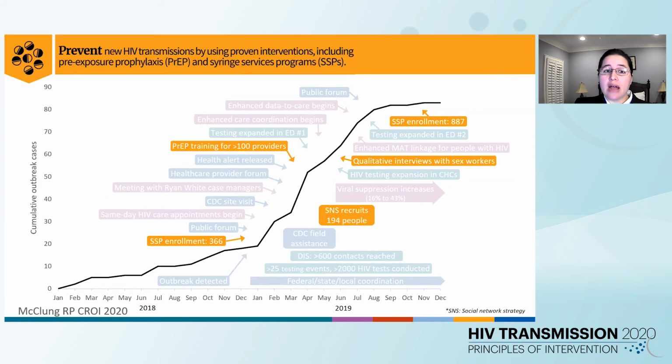For the prevent pillar, we rapidly expanded access to PrEP and the syringe services program. Knowledge of and access to PrEP were low in Cabell County at the start of the response. Response staff trained more than 100 providers and helped with implementation. Multiple approaches were used to increase enrollment and use of the syringe services program. A newly implemented social network strategy reached nearly 200 people with HIV testing, education, and enrollment in the SSP. And overall, SSP enrollment grew from 366 to 900.